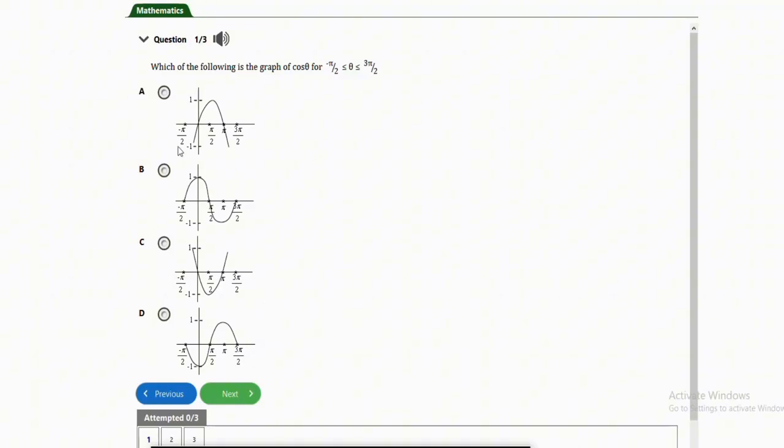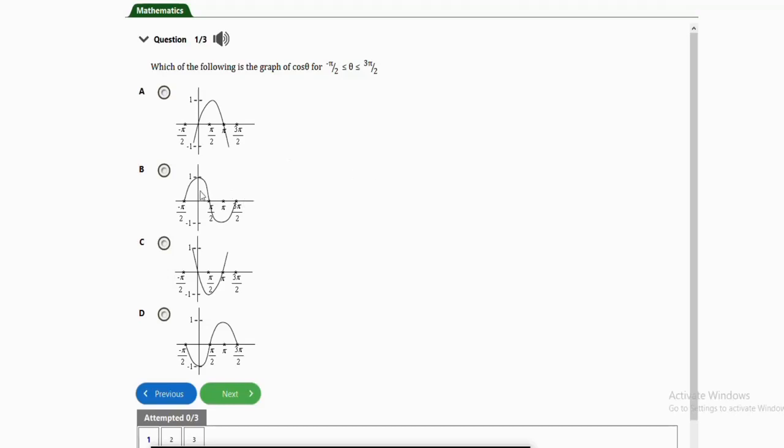The question says, which of the following is a graph of this expression, cos theta, for this interval notation? So guys, from these options we have here, the correct graphing for this cos theta for the interval notation we have is option B. Alright, so this is the correct graphing for this cosine expression we have here.